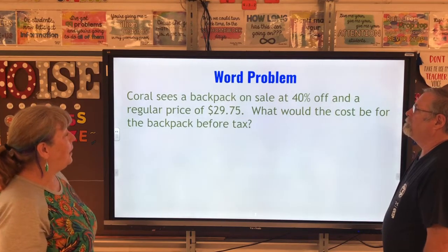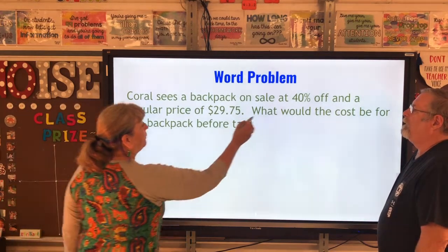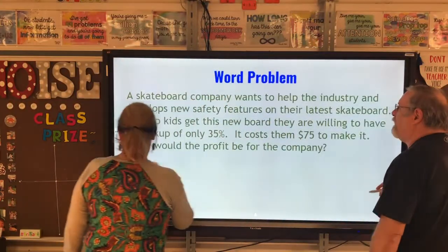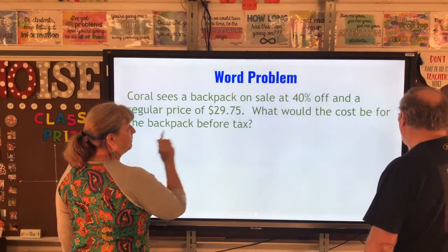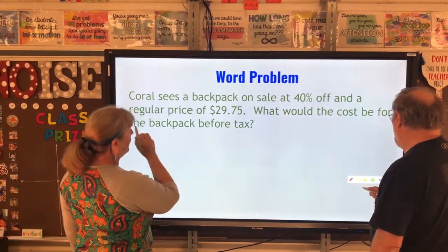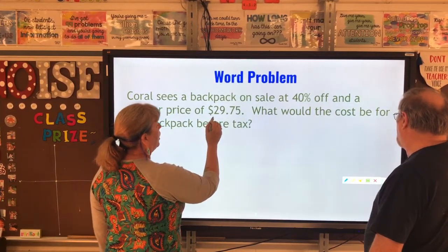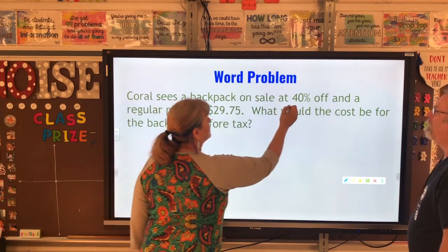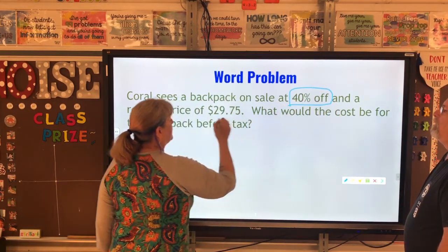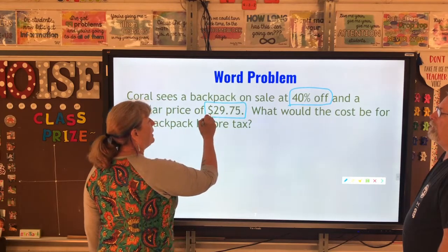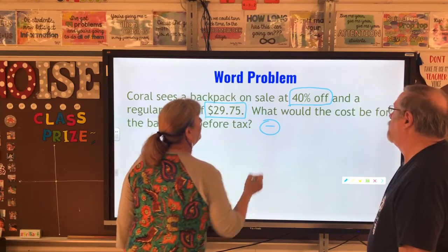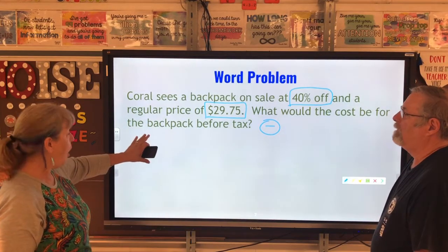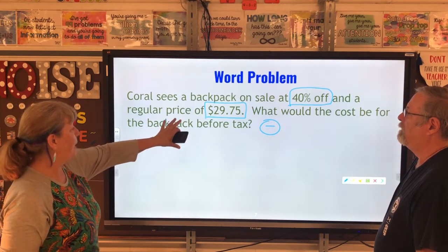Coral sees a backpack on sale at 40% off. Go forward. We're going to try this in a different color. 40% off and regular price $29.75. So it's on sale, 40% off. This is its original price. I know that it's a discount, so discount is a subtraction problem. What would be the cost for the backpack before tax?